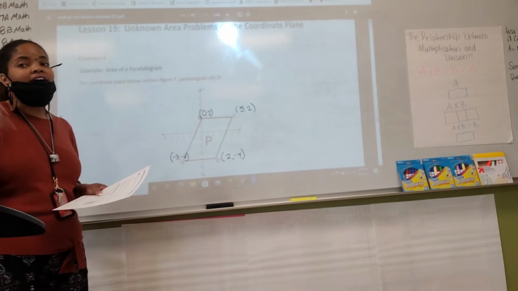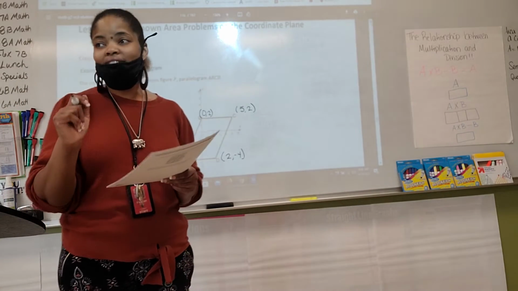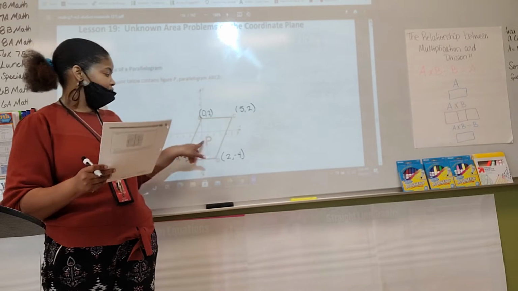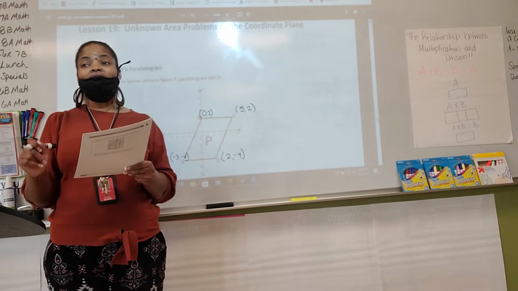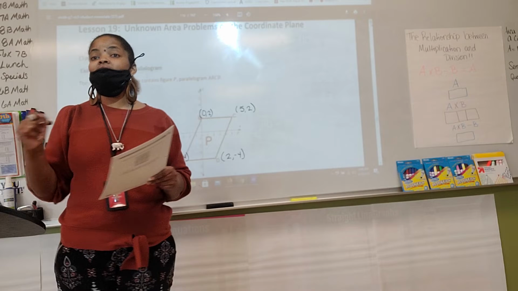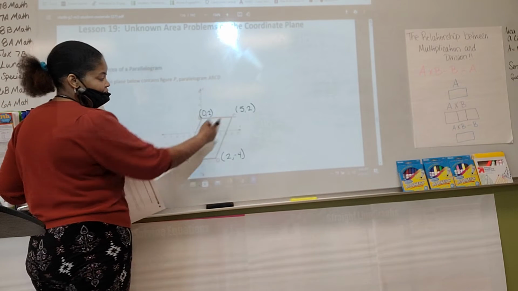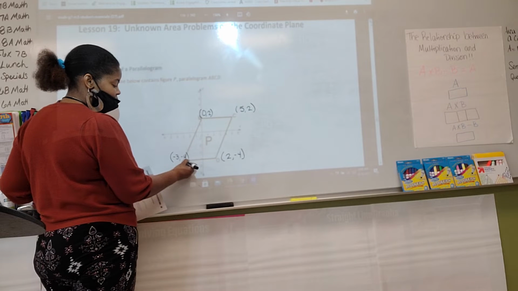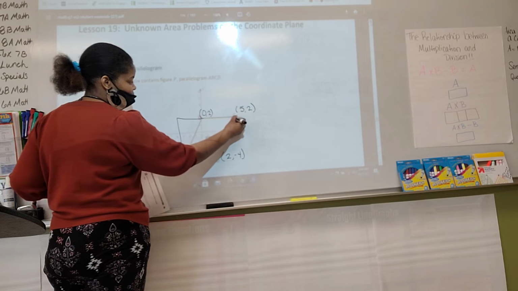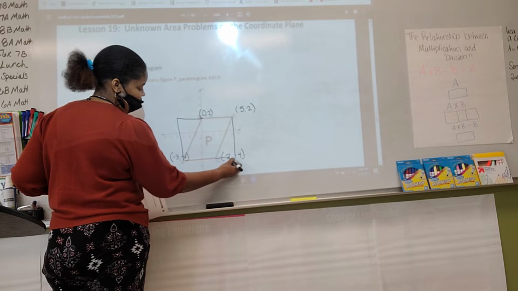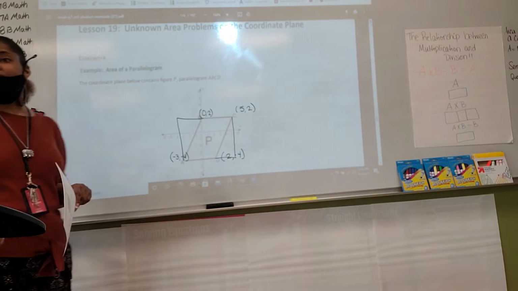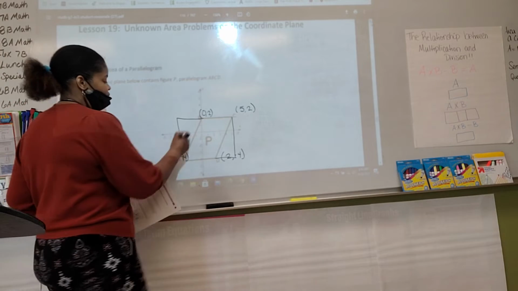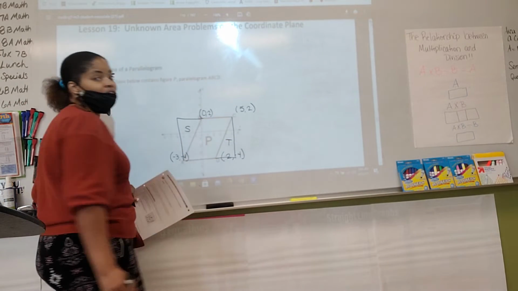Okay. Let's look at B. It says, draw a rectangle. Listen to this very carefully. Draw a rectangle surrounding figure P that has vertex points at A and C. So here's A and here's C. I have to turn this shape into a rectangle. How do I do that? I start from A and I go up until I get to B. I start from C and I go down till I get to D. Now I have a perfectly shaped rectangle. And it says label the two triangles in the figure S and T. Do so.